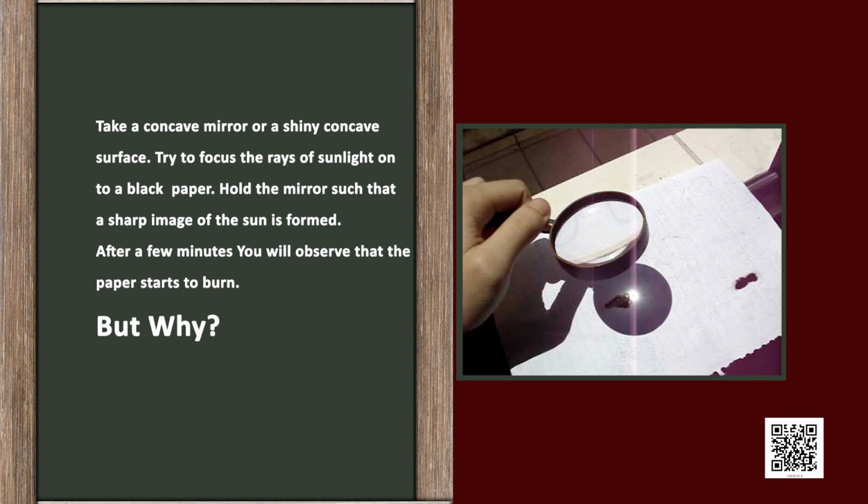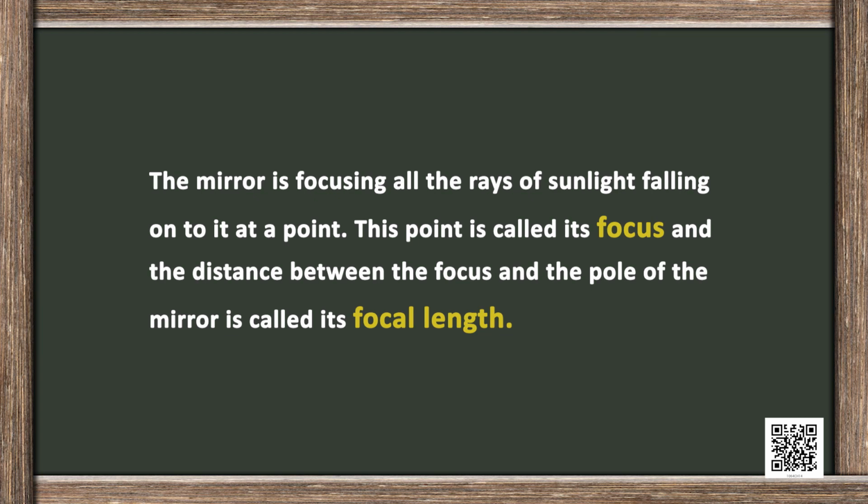Try to focus the rays of sunlight onto a black paper. Hold the mirror such that a sharp image of the sun is formed. After a few minutes, you will observe that the paper starts to burn. But why? The mirror is focusing all the rays of sunlight falling onto it at a point.